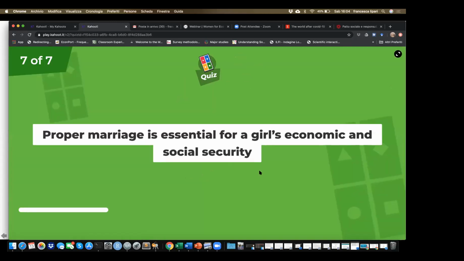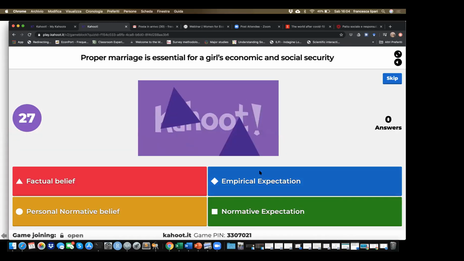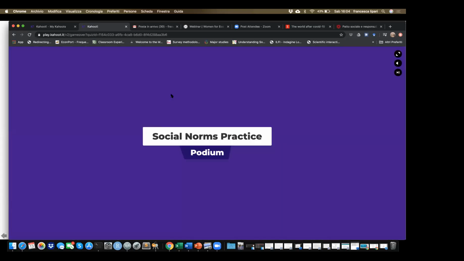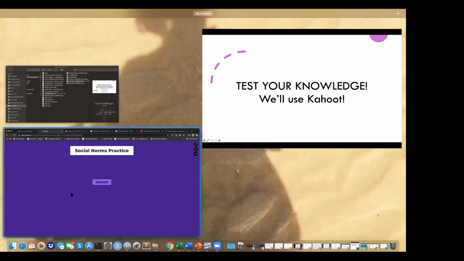Okay, the last one. Proper marriage is essential for a girl's economic and social security. Again, here we have an action that is stated as the proper one in terms of consequences on girls' lives. There are 2 other people missing the contest. No one? Yeah. Factual belief. Good.